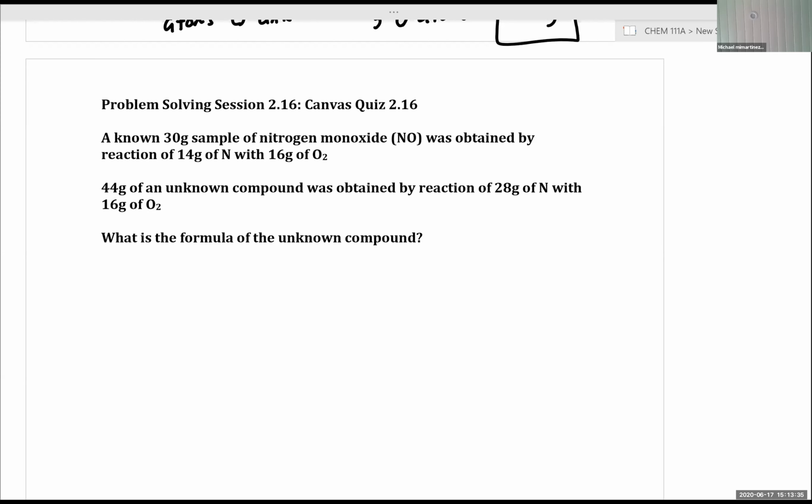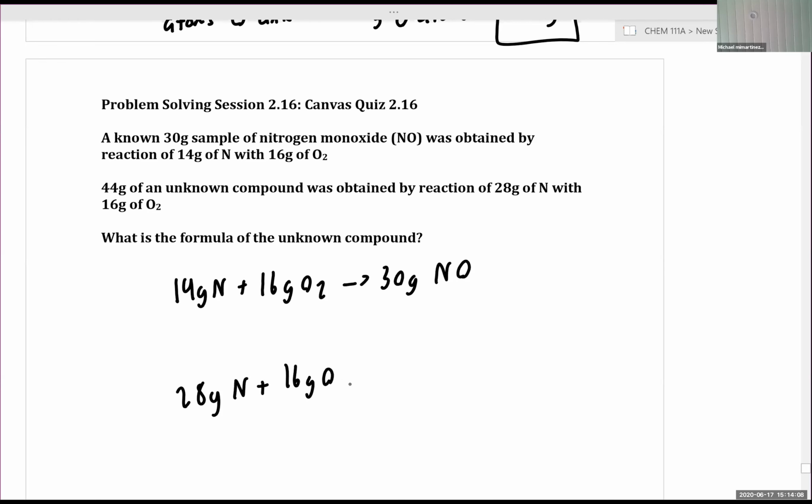Okay, so let's discuss the following problem. First and foremost, for our known sample, in our first run, we take 14 grams of nitrogen reacting with 16 grams of oxygen to generate 30 grams of nitrogen monoxide. In our second experiment, we take 28 grams of nitrogen with 16 grams of oxygen to generate 44 grams of a compound with the formula that's unknown.